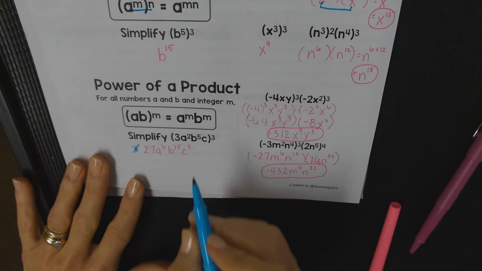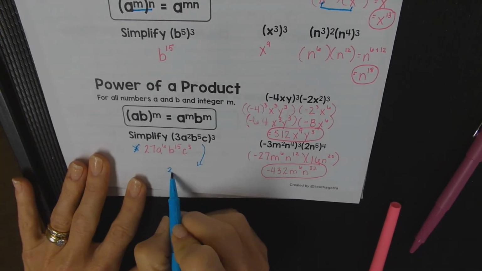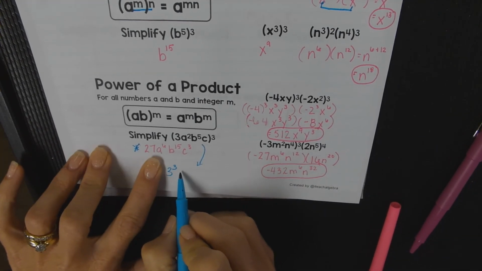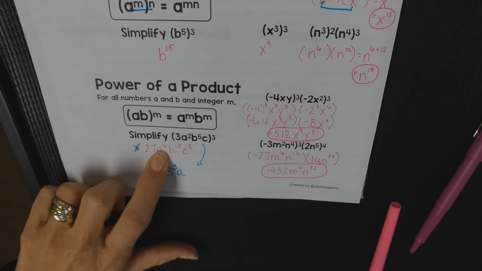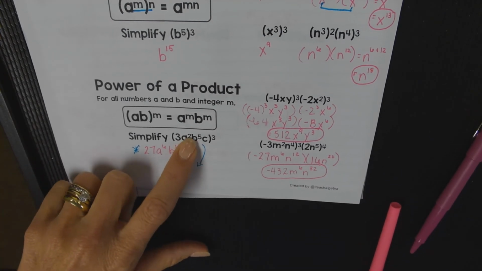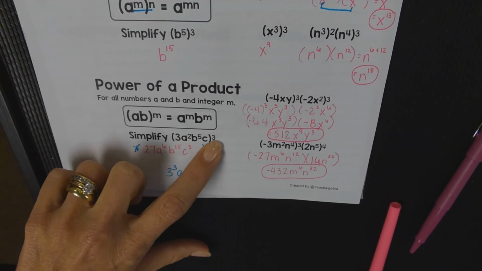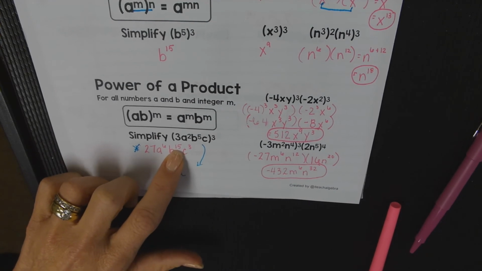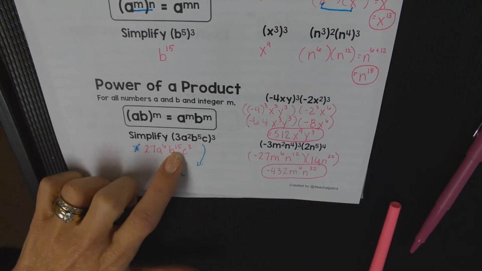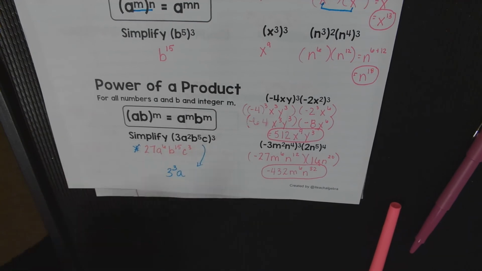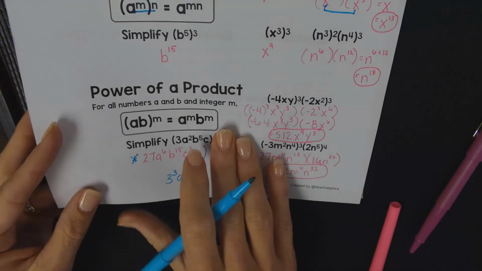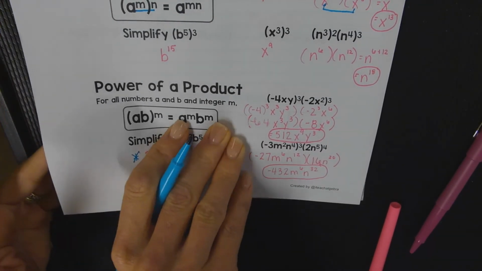Here. 3 to the third. A. Where did I get 6 from? Right. Where did I get 15 from? And then C has got a 1, so what's 1 times 3? All right. Now, let's turn it over.